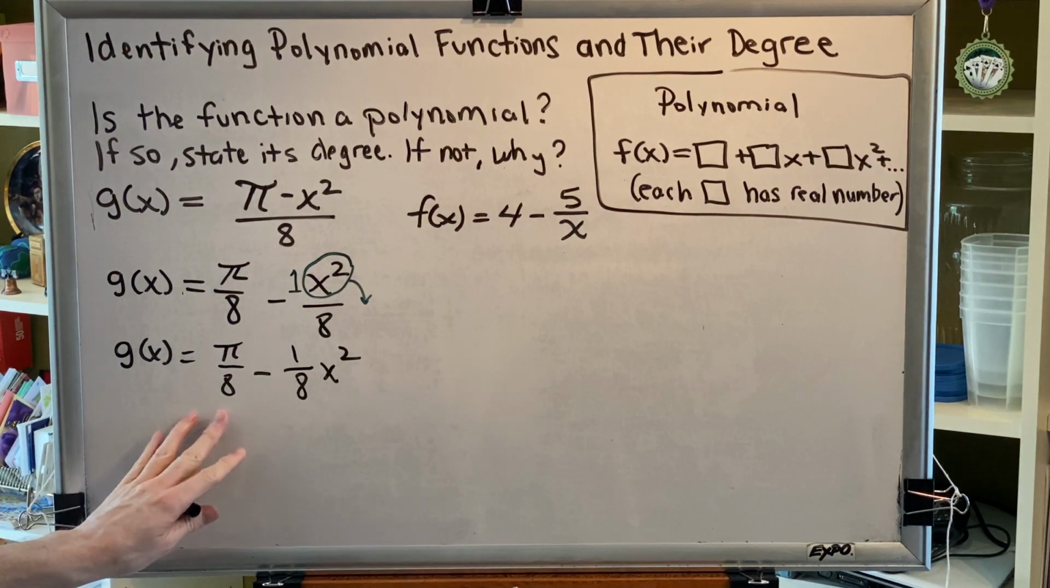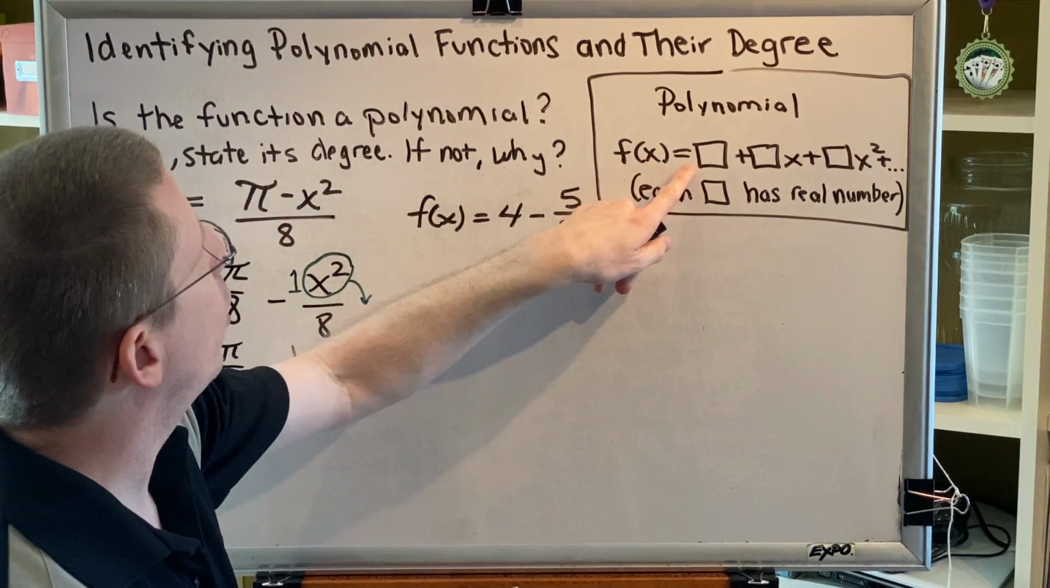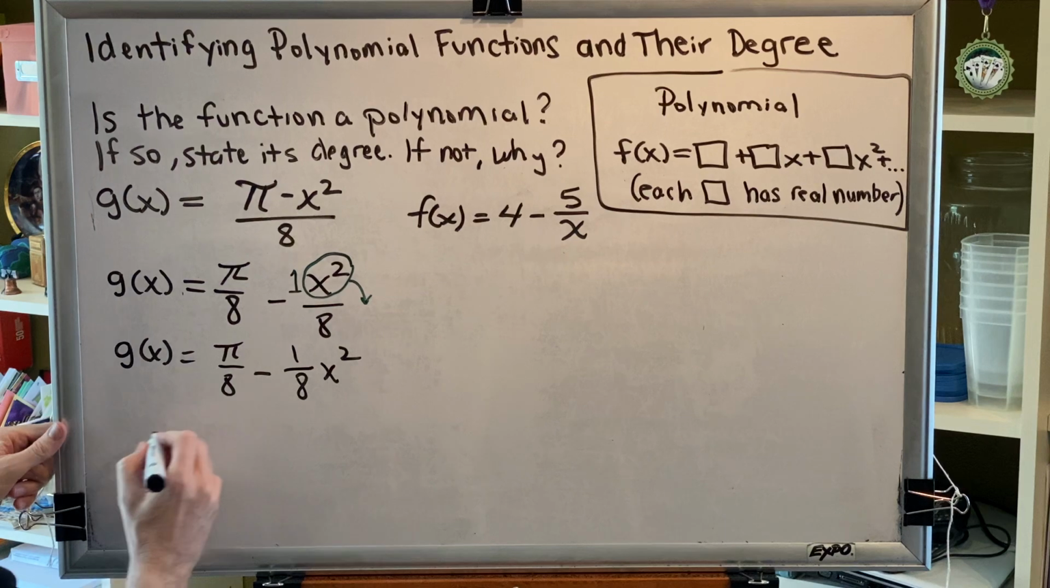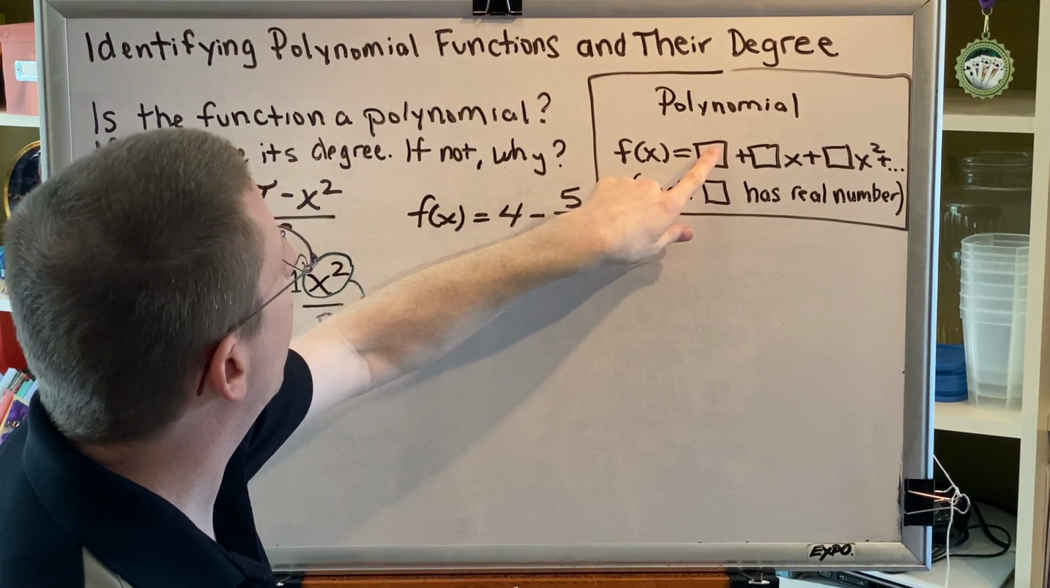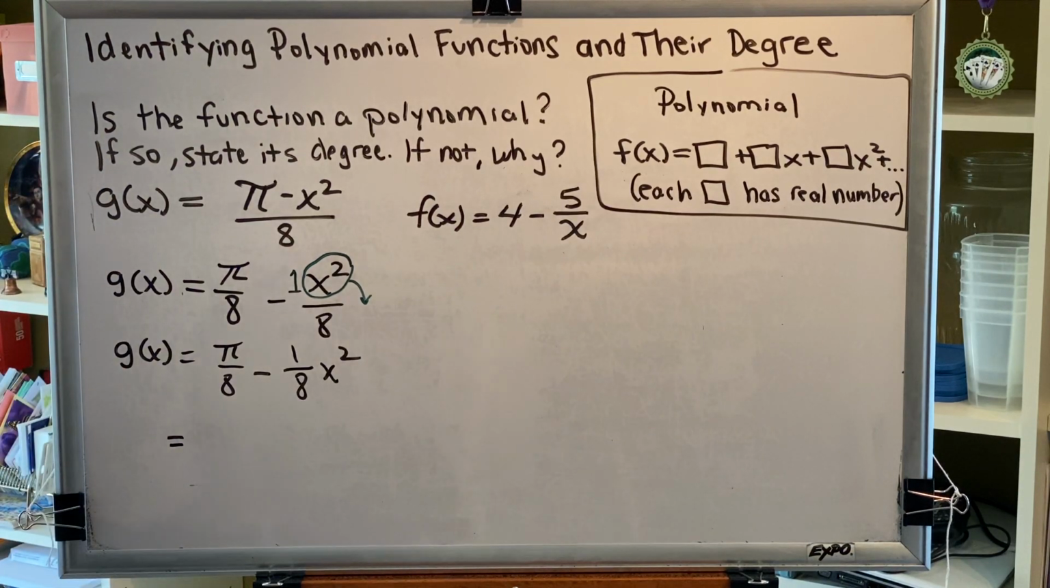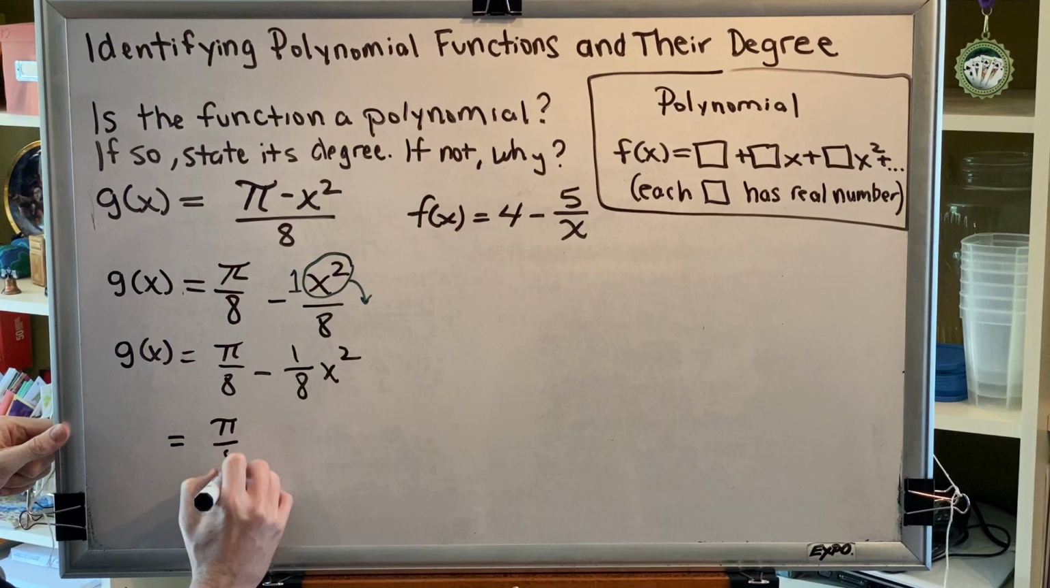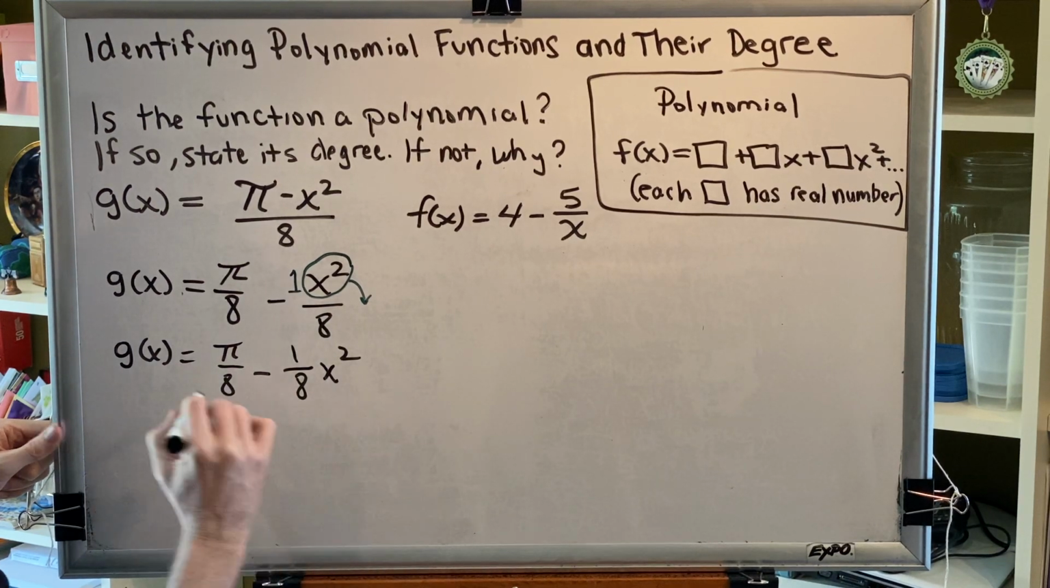Now all we have to do is put our terms in the correct order, which would be the order of this definition. And so the first thing we want is a number that goes in this box, the constant term. That's the term with no x in it. Well, we already have that. That's pi over 8. Not only is it already there, it's also in the correct order.